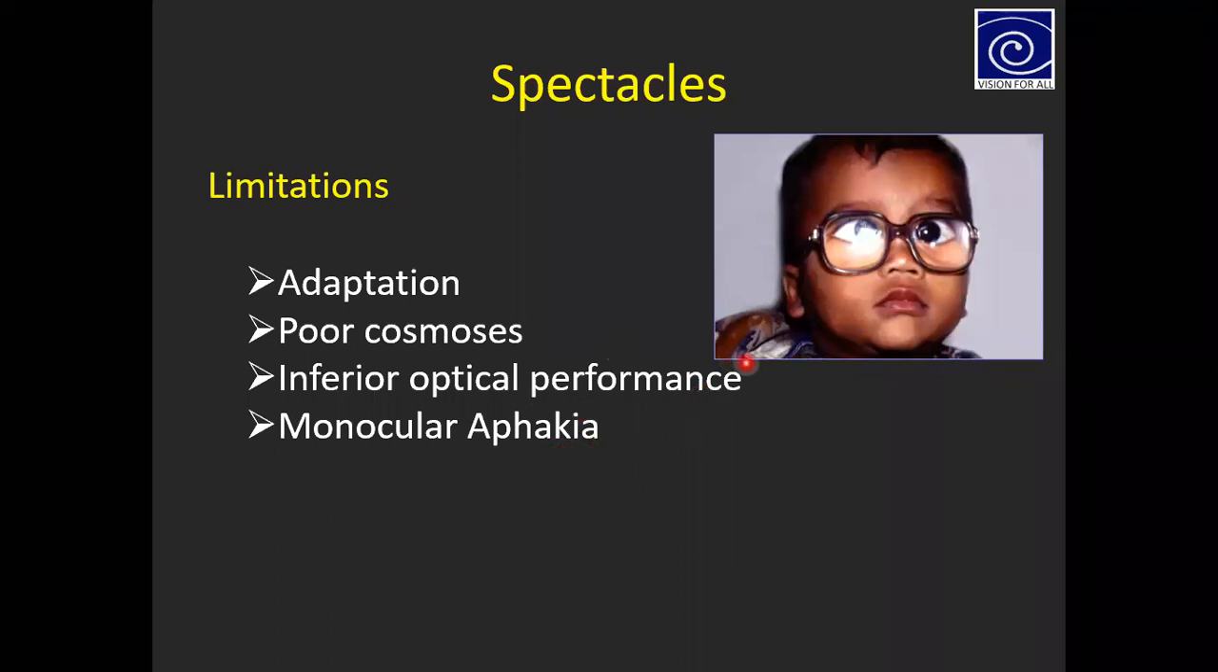And of course, the higher the number, the more the aberrations. That is one thing we cannot control in the spectacle, especially in the case of monocular aphakia. If the child has aphakia in only one eye, suppose there is a unilateral cataract and the child has been operated without IOL, so the aphakia is only unilateral. So there is no option.